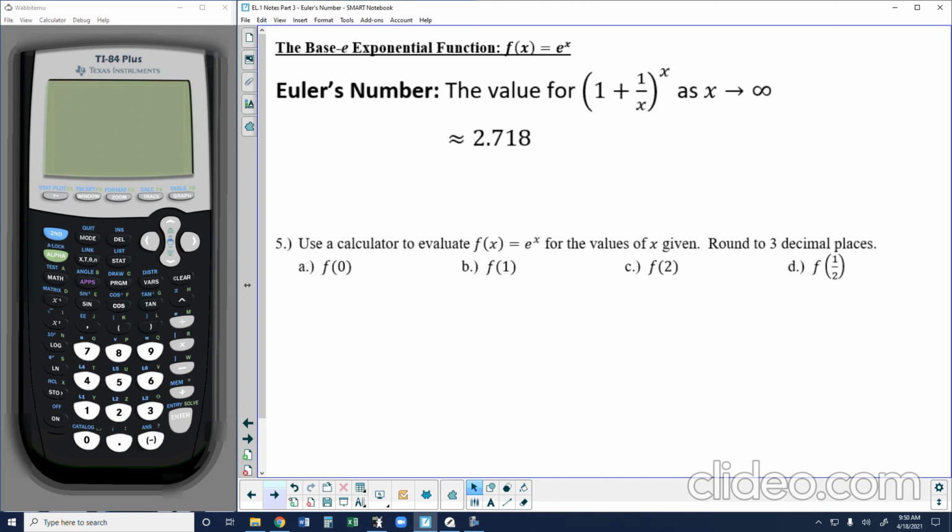Today we are going to elaborate on what we did with the last video and look at a specific special base, which is known as Euler's number. Euler's number is actually the limit of an expression: 1 plus 1 over x, to the x power. What we're looking for is the value of that expression as x approaches infinity.